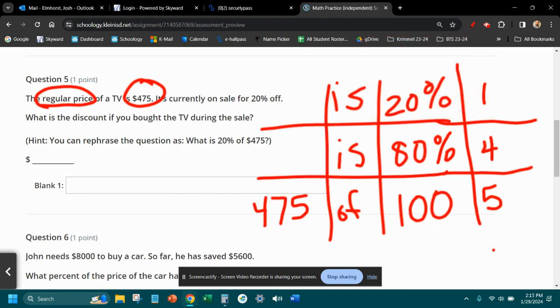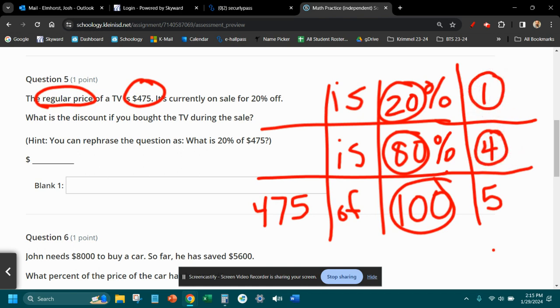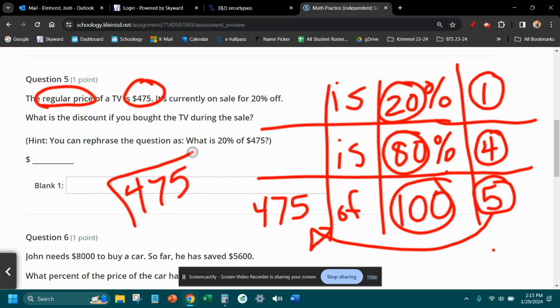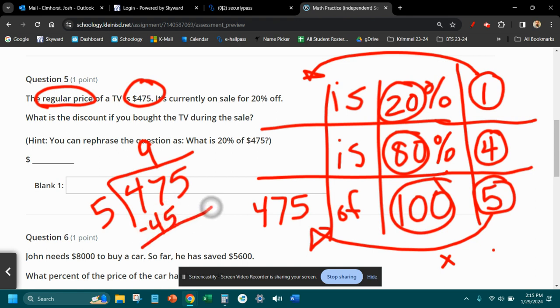Check your proportion table for number 5. 20, 80, and 100, all of these can be divided by 20. That's going to give us 1 out of 5, 4 out of 5, and the total is 5. So now we're going to divide 475 divided by 5 to find the factor. Once you find the factor, then you multiply. 5 goes into 47 9 times, 9 times 5 is 45. 25 goes into 25 5 times. So each one of these is multiplied by 95.